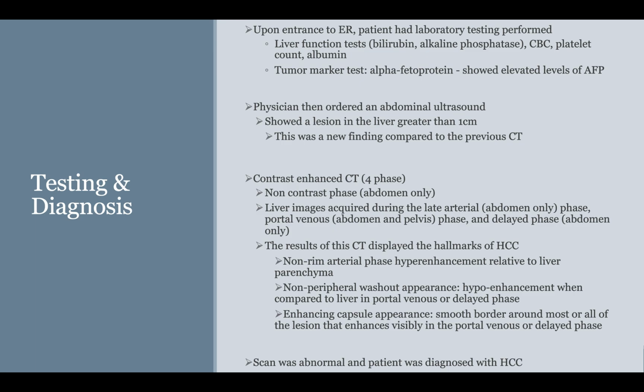This included the non-contrast phase, and then after that, liver images were acquired during the late arterial phase, the portal venous phase, and also in the delayed phase. And then the results of that CT displayed the hallmarks of HCC, and it's just some little more information on how that appears in the CT. Ultimately, the scan was abnormal, and so the patient was diagnosed with hepatocellular carcinoma.